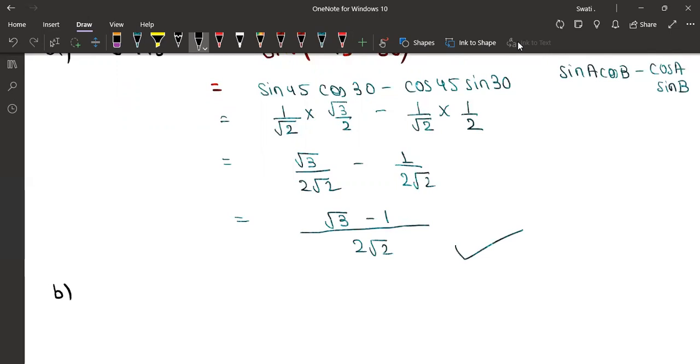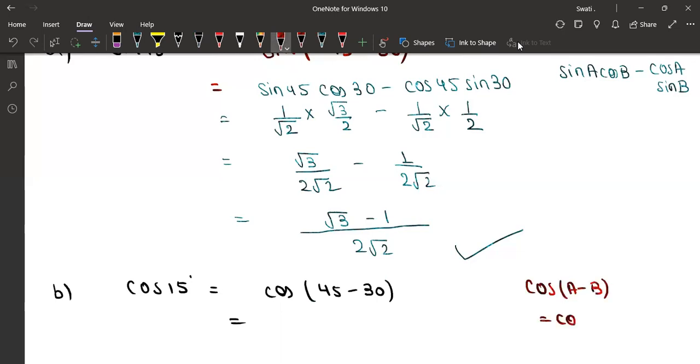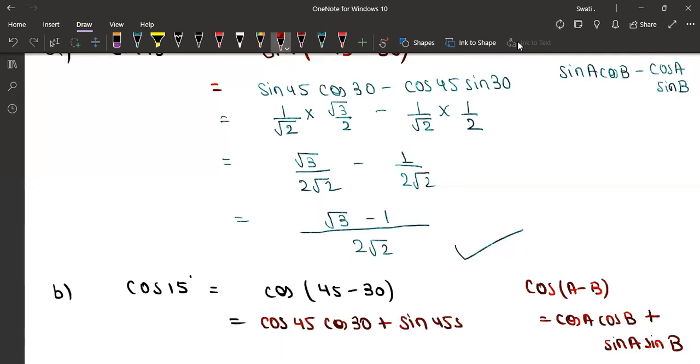So we basically have 6 angles that we will be finding out here. Next is cos 15 degree. Again, it's very simple. We can write it the same way: cos 15 degree as 45 minus 30. But here the formula is a little different. What is the formula of cos A minus B? The formula of cos A minus B is cos A cos B plus sine A sine B. So using this formula, we will get cos A, that is cos 45, cos B, that is cos 30, plus sine A sine B, that is sine 45, sine 30.